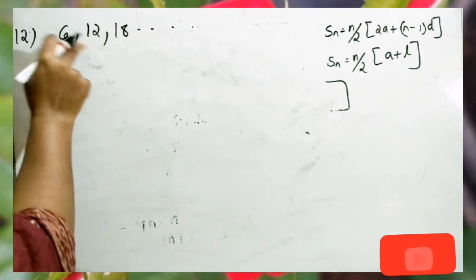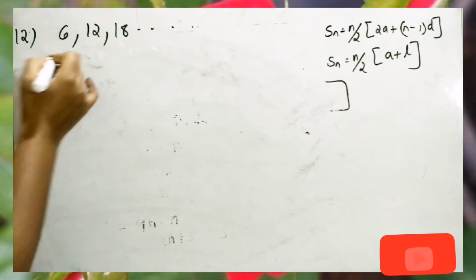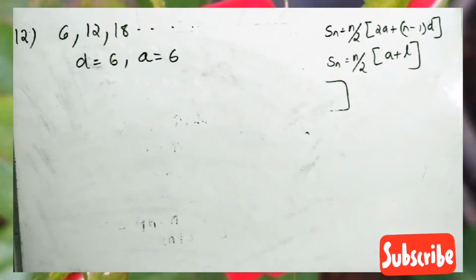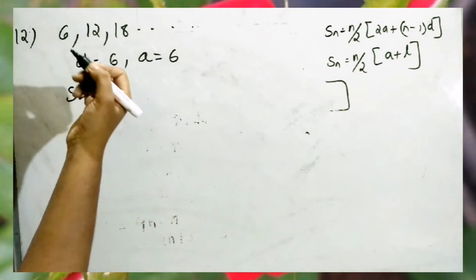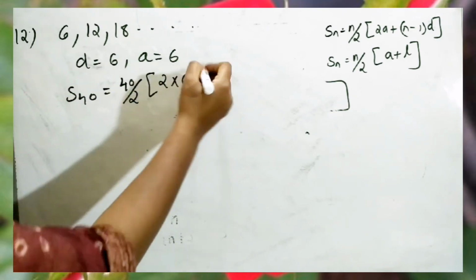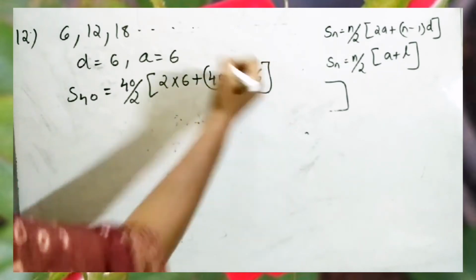Now just look at this. Here the common difference, the difference of consecutive terms, that is equal to 6. Therefore this forms an AP with the common difference D equal to 6 and A equal to 6. Now we need to find the sum of first 40 numbers. That is S40 is equal to n by 2, 40 by 2 into 2A plus (40 minus 1) into D, that is 6.